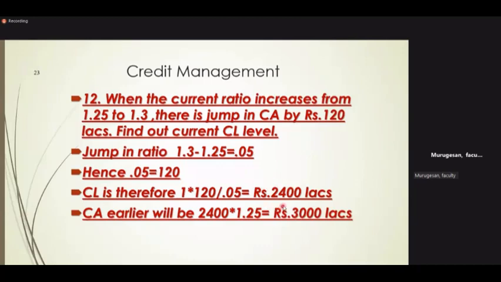Again, current liabilities are the same. If we divide, again you will get 1.3. You can cross check. In the exam you may not have time, but if you want to be sure about the answer, you can cross check and you will get the same answer. Try 3120, why 3120? 120 increase. 3120 divided by 2400, you will get 1.3. So the answer is correct.